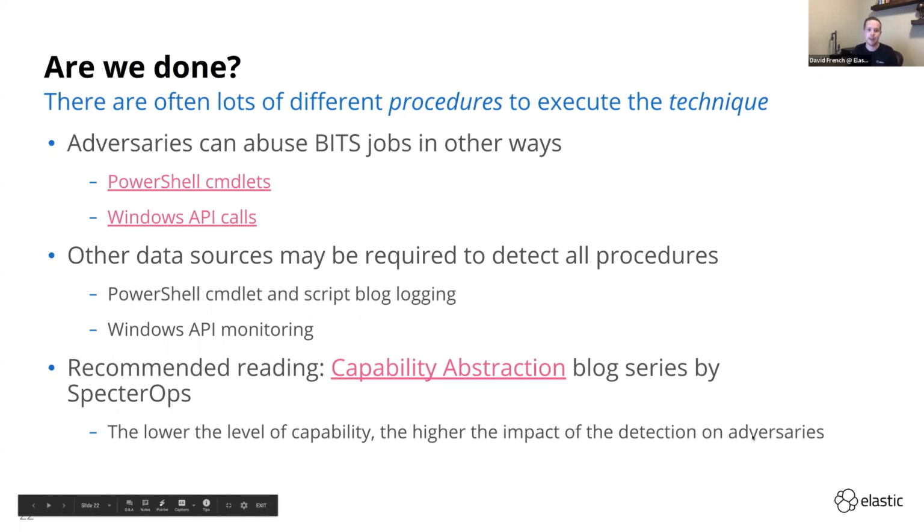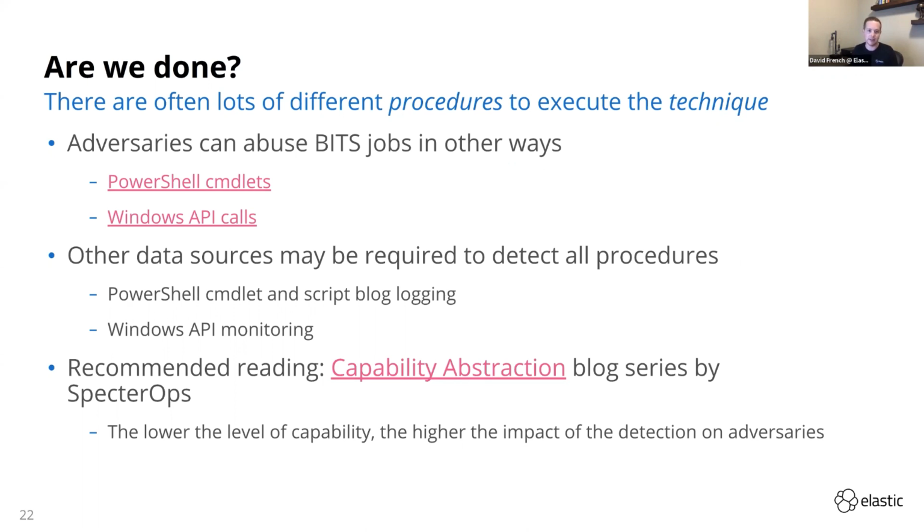And you might ask yourself if you're done at this point, but there are some other things to consider. So remember, there are often more than one procedure to execute a technique, and this is true of BITS jobs. So if an attacker used PowerShell commandlets or Windows API calls to create and execute a malicious BITS job, this would evade the detection that you just created. So you might need additional data sources to detect all of those procedures.